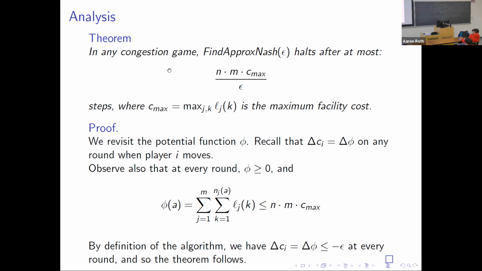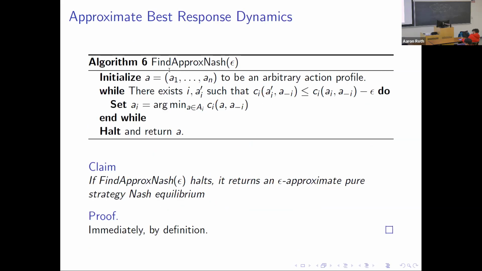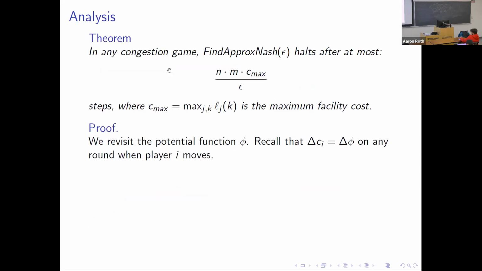We said it did, right? Because this dynamic is modeling, otherwise it would have halted. Exactly. We're imagining here that people are only changing their action if doing so decreases their cost by at least epsilon. This is exactly the difference between this dynamic and the exact better response dynamics, and we're taking full advantage of that difference.